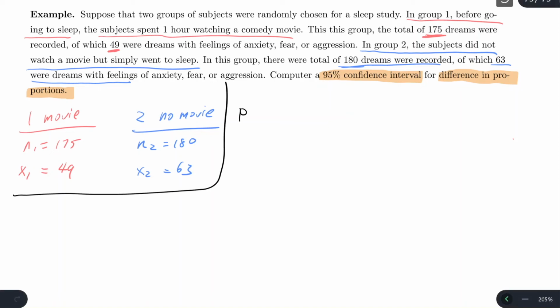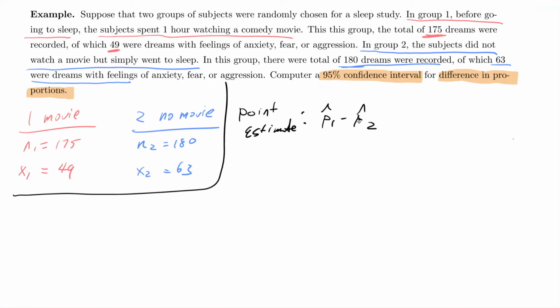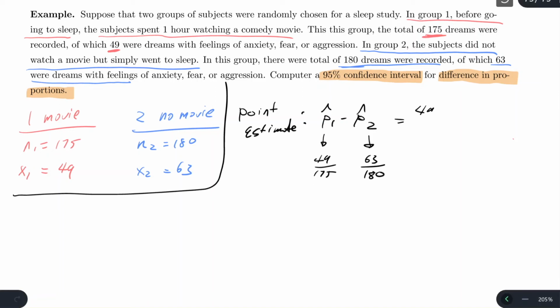let's find the point estimate first. Point estimate is p hat 1 minus p hat 2. So essentially, the difference between sample proportions. Well, p hat 1 is 49 divided by 175 from here. Out of 175, a total of 49 had that dream of feeling aggression, fear, anxiety. P hat 2 will be 63 out of 180. So we just subtract these two values: 49/175 minus 68 over 180. Sorry, I meant to write 63.